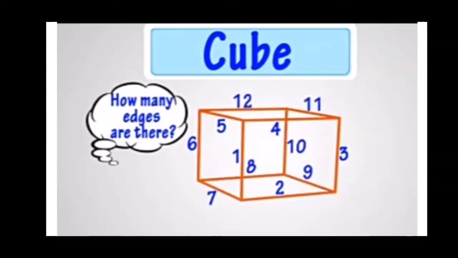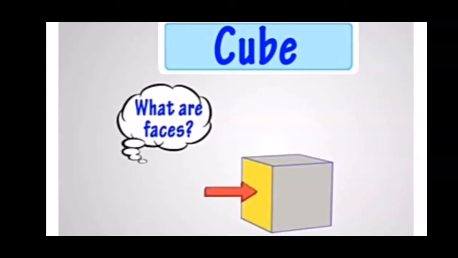Clear? See, next, in cube you are having how many edges? We'll count now. Edges means what I told, a line segment between two faces. 1, 2, 3, 4, 5, 6, 7, 8, 9, 10, 11 and 12. So in cube you are having 12 edges. Clear students? Next, in cube how many faces will be there?